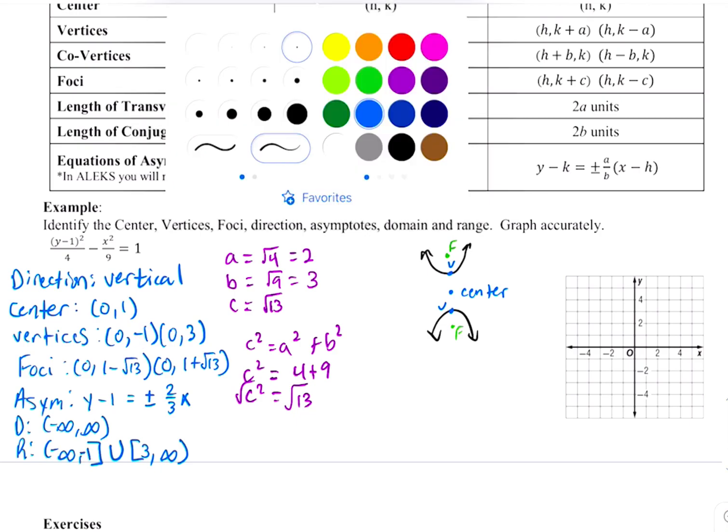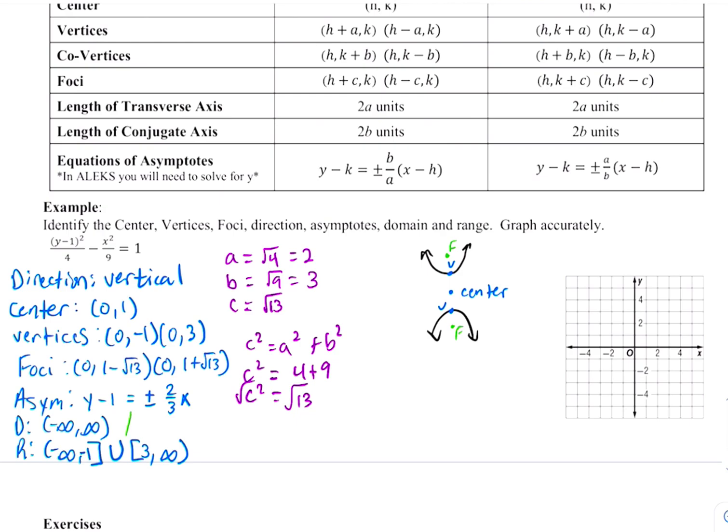Or if you want to write it in the other form, so this one would be all reals. Or as inequalities, we would say that y is less than or equal to negative 1, or y is greater than or equal to 3. And it is important that you are remembering, if you are using the inequality notation, anytime we are dealing with domain, it has to be an x, and then range is always the y.